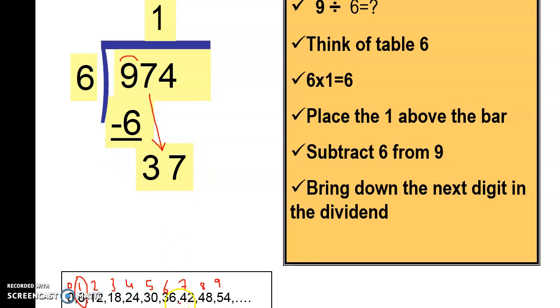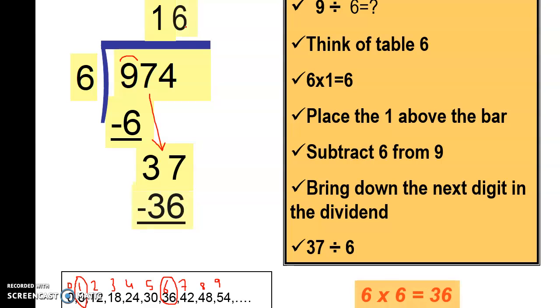37. Let's choose now the closest number. Which number is very close to 37 and less than 37? 36. So we go to the equation. We have to place 6 up, 36 down. When we choose the closest number, we subtract.